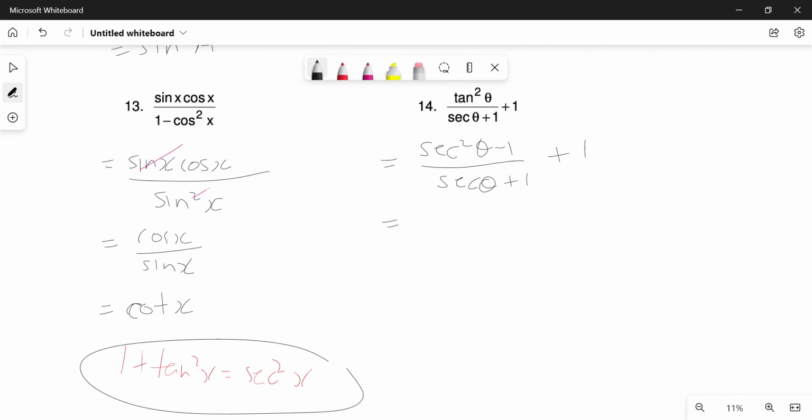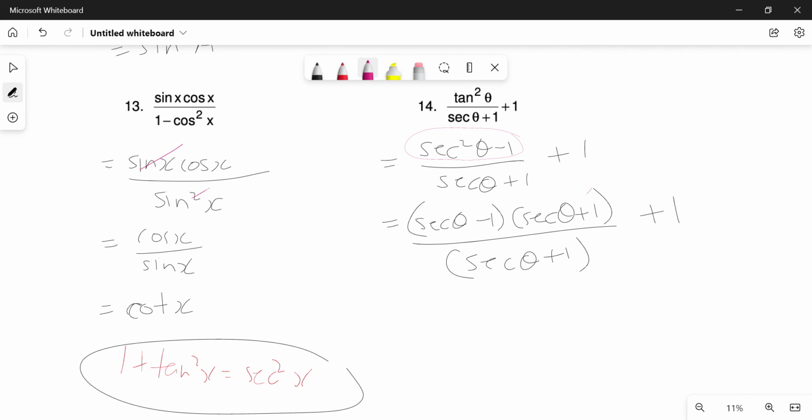Now that top bit there is the difference of two squares. How do you factorize the difference of two squares? You get sec theta minus 1, sec theta plus 1. And remember on the bottom we've got sec theta plus 1. So those sec theta plus 1s are going to cancel, common factor. So what have we got left there? We've got a sec theta, and we've got a minus 1, and then we've got over here a plus 1. So the only thing left will be sec theta.